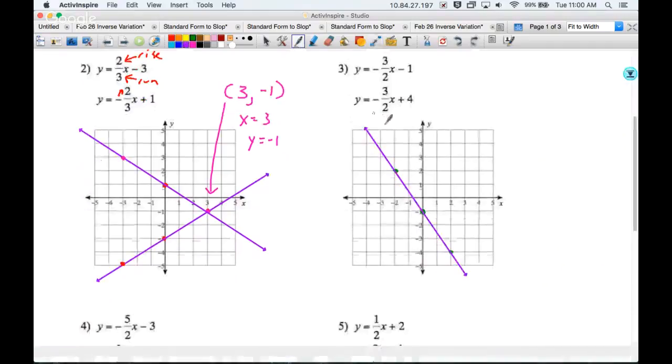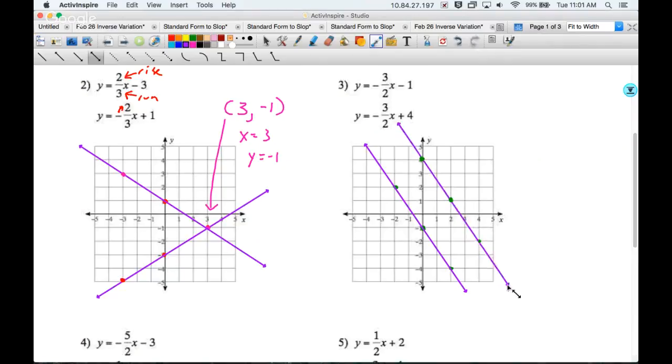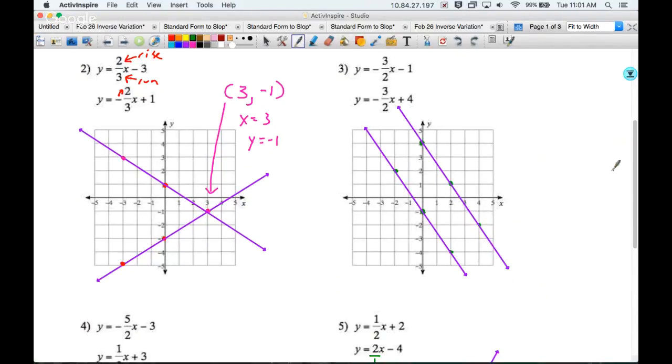The next one, point at 4, down 3/2, down 3/2, makes my second line. This is one of our special cases. This is what we call a... oh, what is the word for it? It's a no solution because they're parallel.